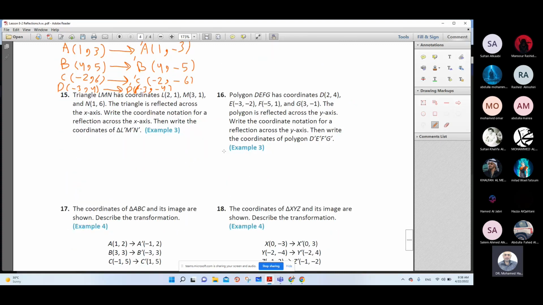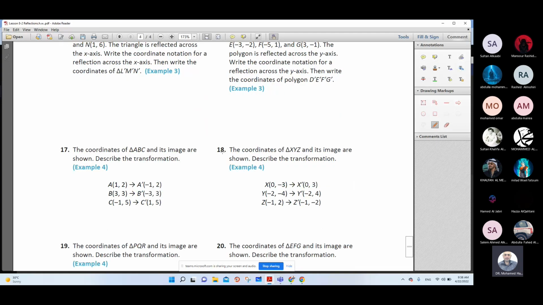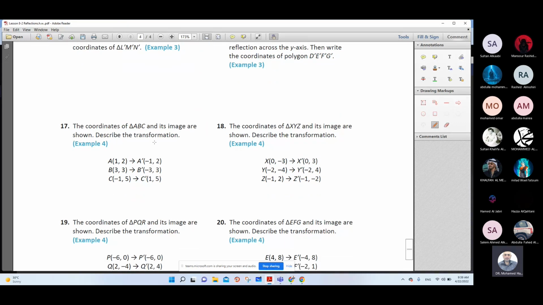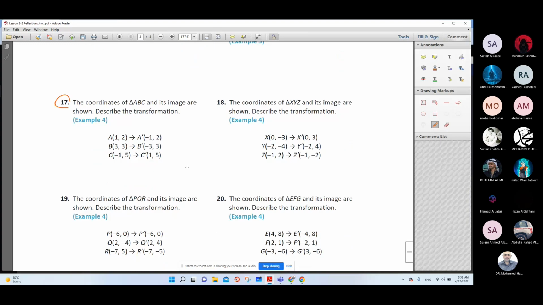Number 16, the same. Right. Number 17. Who can read number 17? What is your name? Mansoor Rashid. Okay, Mansoor. The coordinates of ABC and its image are shown. Describe the transformation. Okay, thank you.